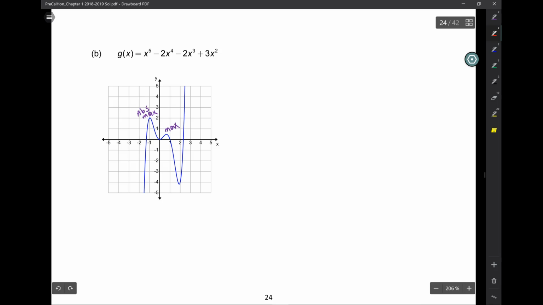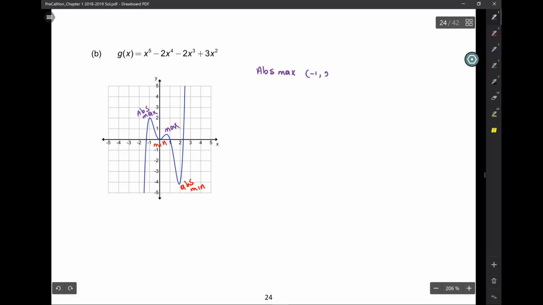And then what about our min? I have a minimum here, just an average old minimum, and then I have my absolute minimum here. Why doesn't this point count as an absolute max? Yeah, it never stops. It's going up. What needs to happen for it to be a maximum? It needs to change from increasing to decreasing.